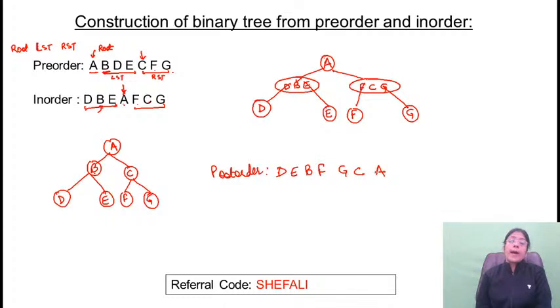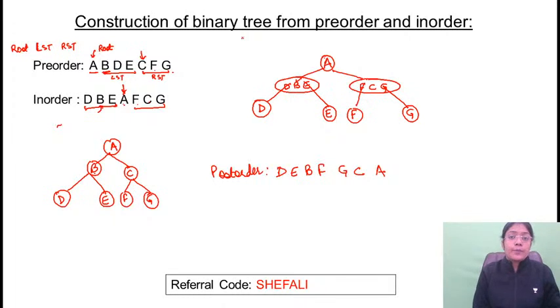So this is how binary tree is constructed from pre-order to in-order. I have taken a very simple example just to explain the concept. We'll be doing sufficient practice so that you get the confidence. This is one of the very important concept from trees to construct the binary tree from the given pre-order.